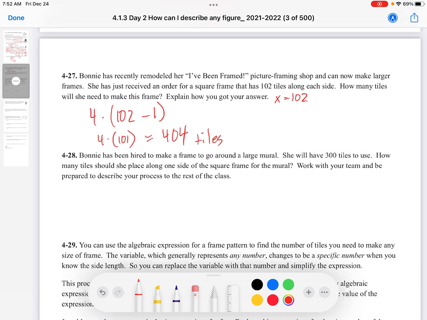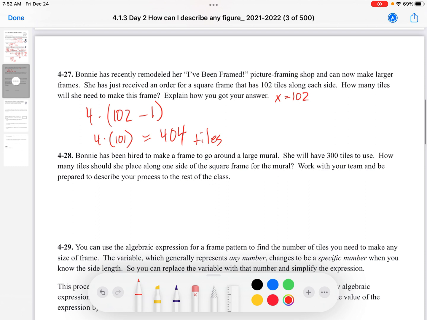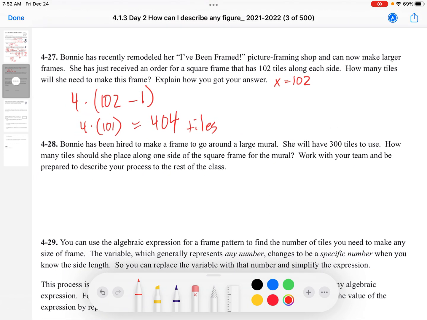Bonnie's been hired to make a frame go around a large mural. A mural is a very large painting, usually put on a wall. She has 300 tiles to use. How many tiles should she place along one side of the square frame for the mural? Work with your team and be prepared to describe your process to the rest of the class.